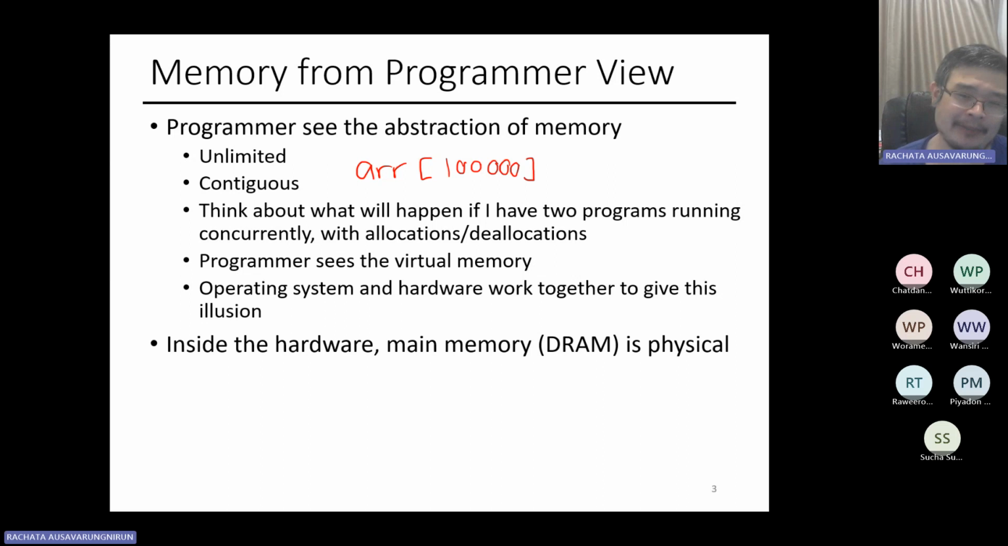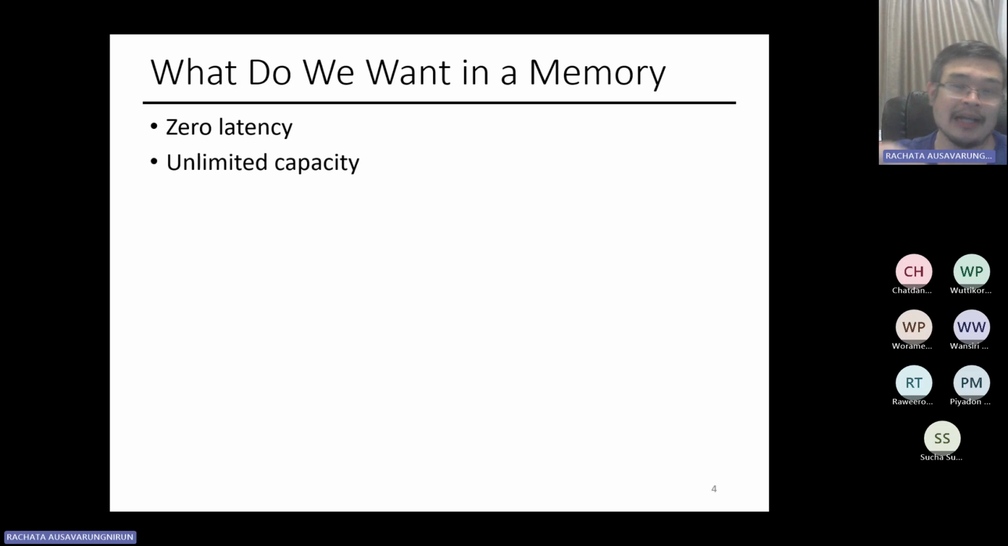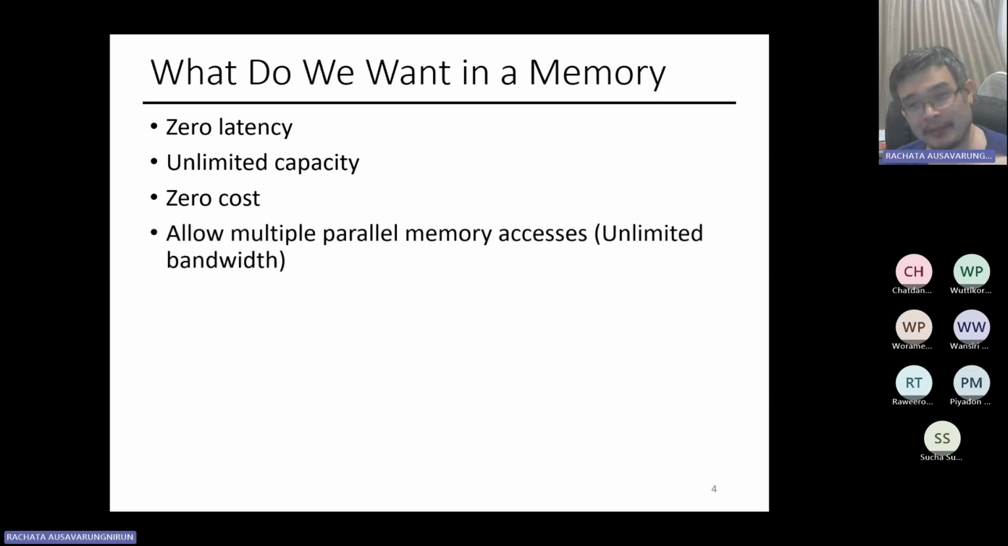And inside the hardware, please also be aware that the main memory is physical, right? So here's what you want in the memory. I want it to be fast. Zero latency means that I want my data to arrive right away. Unlimited capacity: I want my memory to be as big as possible. I want it to be free. I want it to have a lot of bandwidth, so I can send a lot of parallel memory requests to the memory.